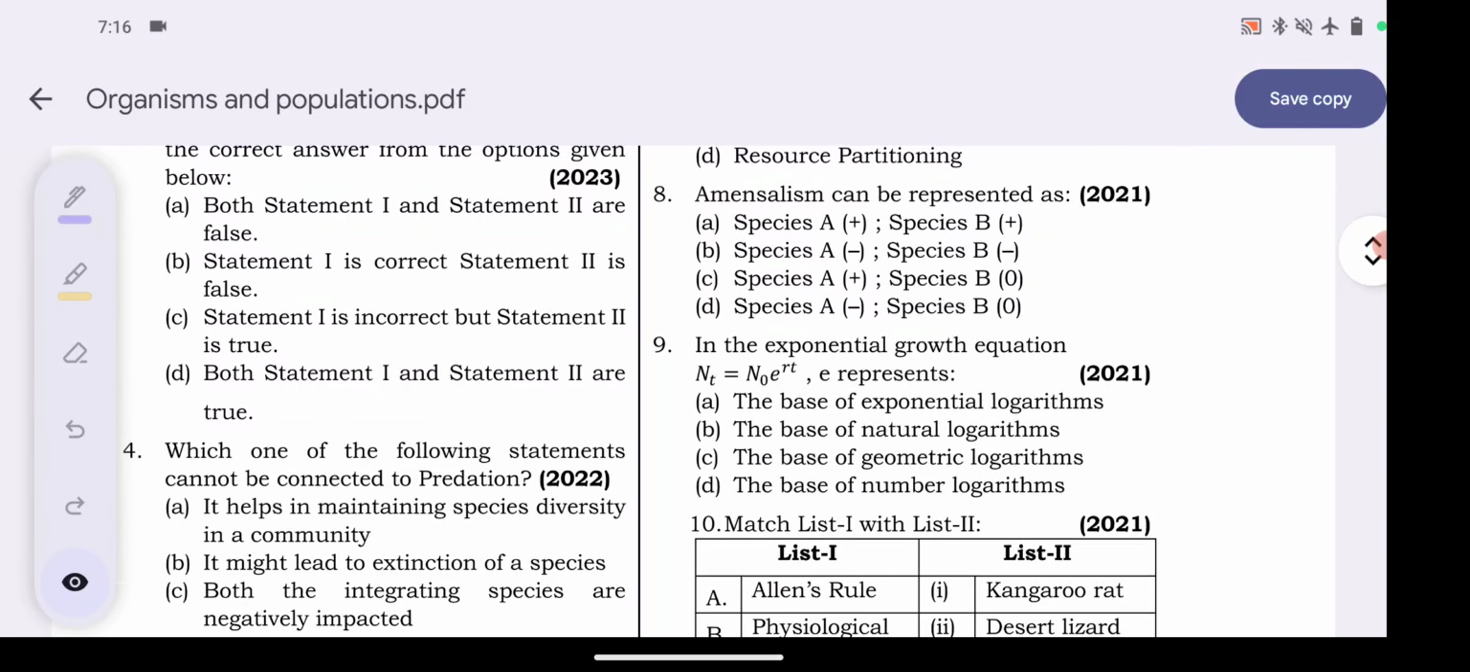Question number 8. Amensalism can be represented as follows. In amensalism, one species is destroyed and the other species is unaffected. So here, which option is the correct one? Statement D is the answer. One species is inhibited or destroyed or harmed, but the other species is unaffected. Option D is your answer.